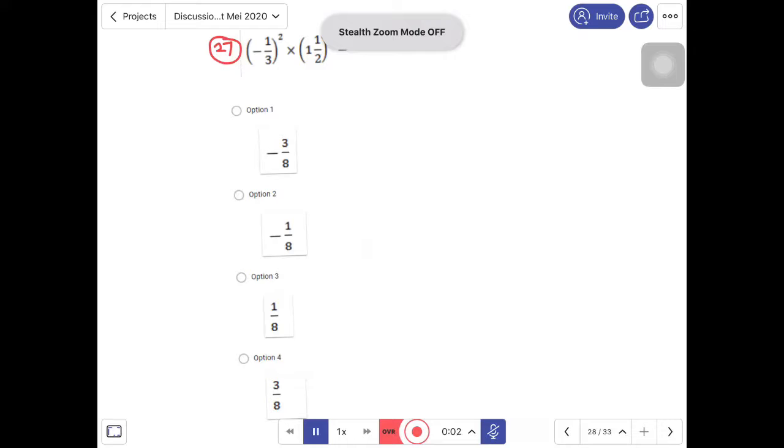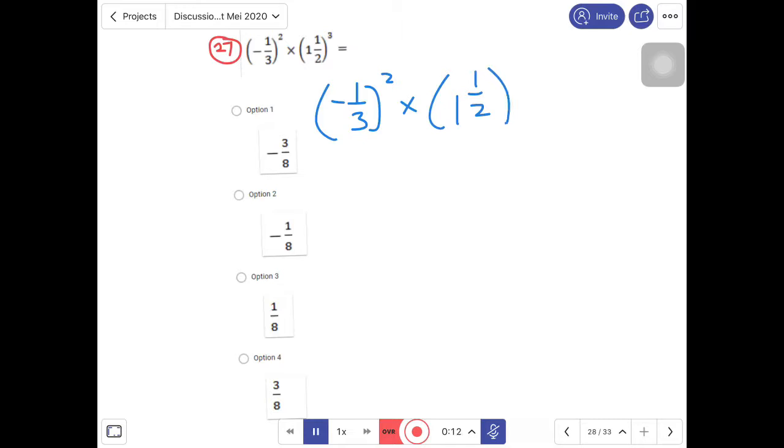Now let us solve the squared and cube of numbers. Okay, we have negative 1 over 3 squared times 1 over 2 cubed. So the first, negative 1 over 3 times negative 1 over 3 becomes positive 1 over 9. And then for mixed fraction, you have to change into improper fraction. So it's 3 over 2 cubed.